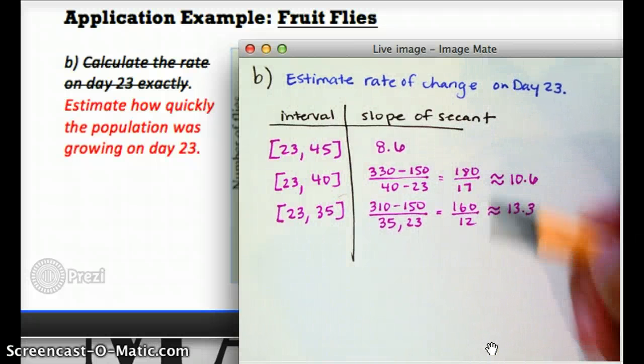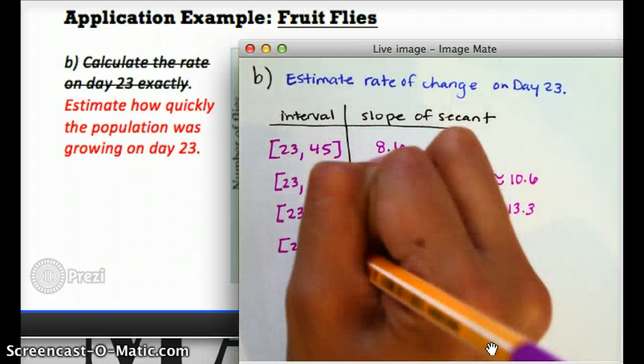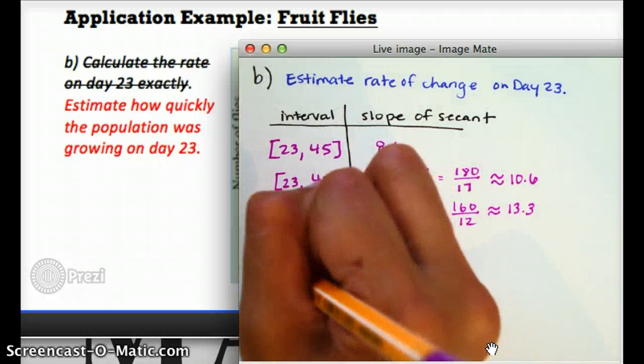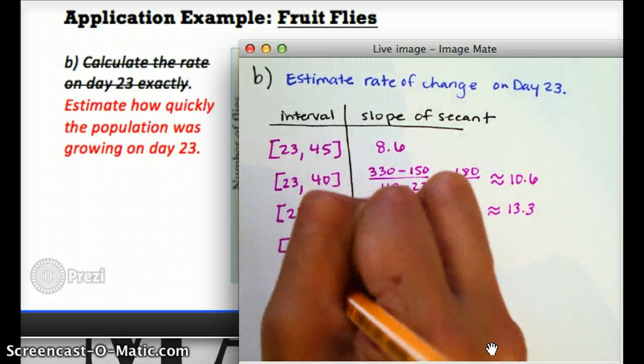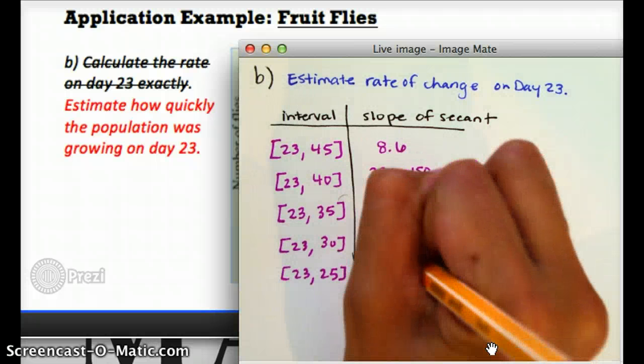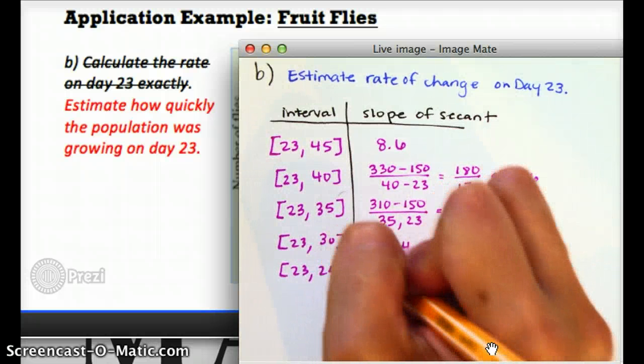And we could continue this process. The next interval would be something like 23 to 30, and maybe we could even go as small as 23 to 25 if we were really careful. Well, I'll spare you the rest of the slope calculations because I think you can see how it's going to work. And I'll just let you know that this estimate of the slope is going to be approximately 16.4 and then approximately 16.9.